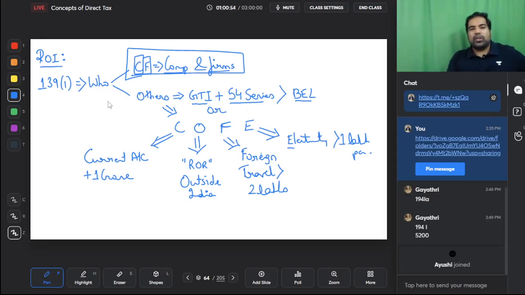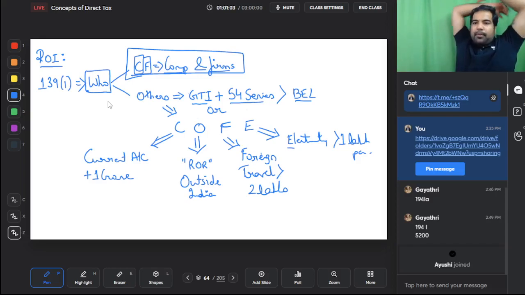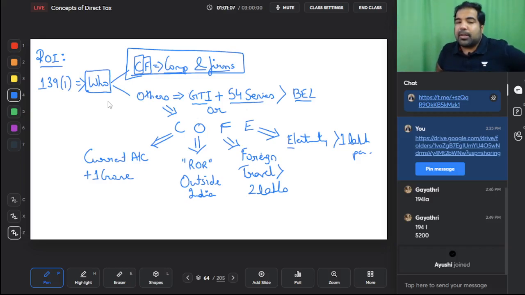So just repeating, who needs to file it? Companies and firms, compulsory. Other than that, if your GTI plus 54 series exemption is greater than basic exemption limit, and other than that, if you are in coffee, then you will have to file your return of income compulsorily.